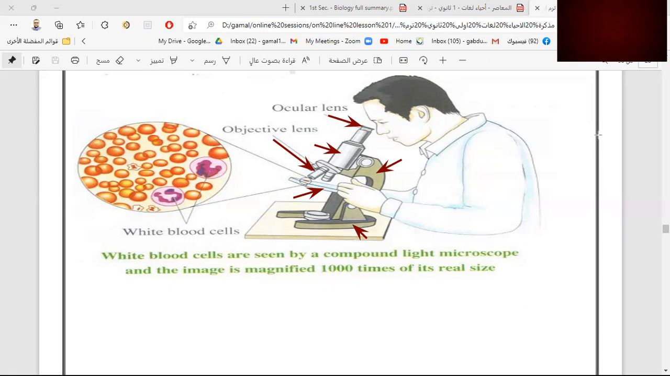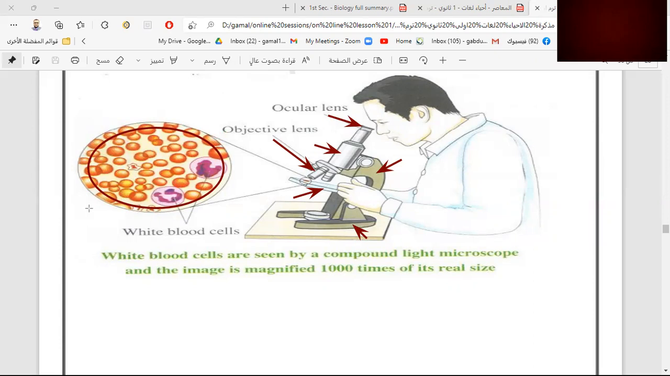Here, there is a drop of blood. As you can see here, there is a drop of blood. We use the microscope to study the components of the blood. For example, like this one. This is a drop of blood under the microscope. And we are talking about the light microscope. It has many parts.